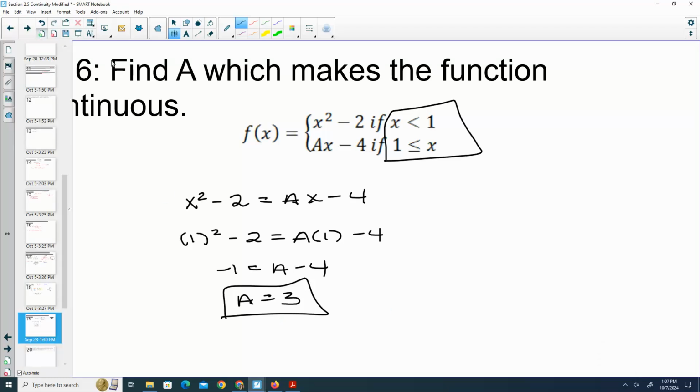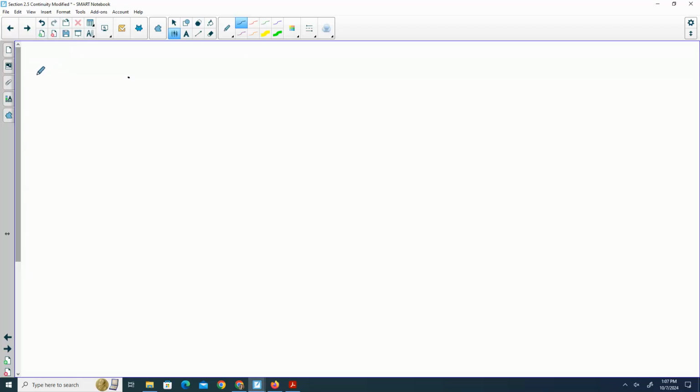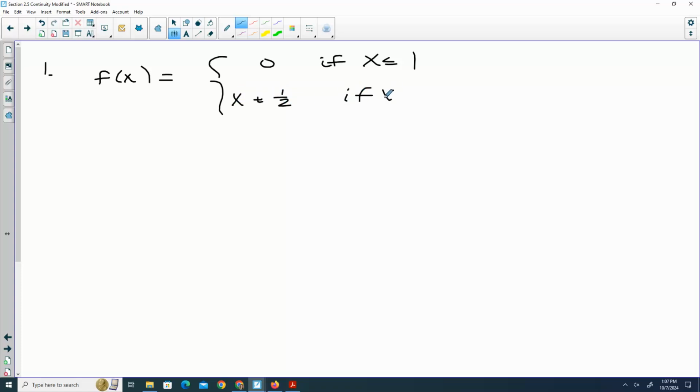If we look at number 1, I want to know where is this function continuous. So without checking anything, where would you be worried about it not being continuous? 1. What would make it continuous at 1? If there was an open circle combined with the closed circle. Okay, if they were equal at that point, right? Can we quickly check if they match up at 1?